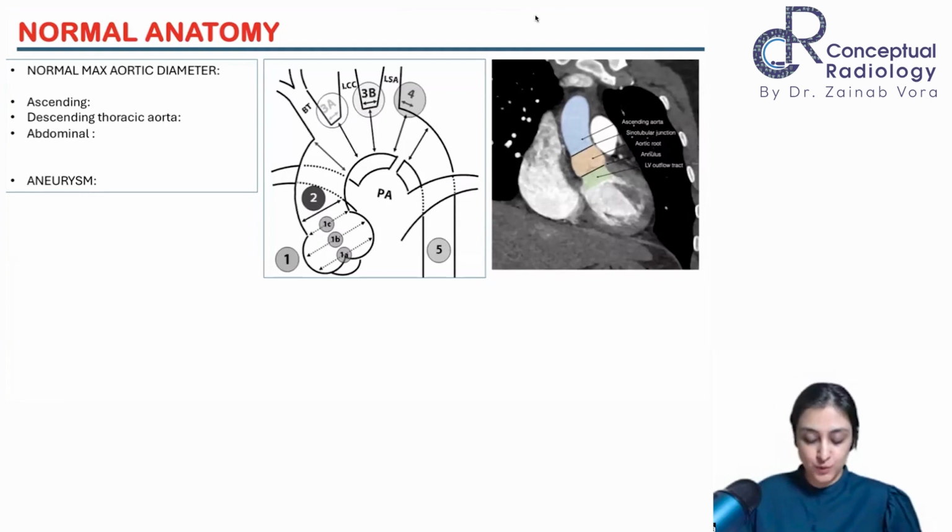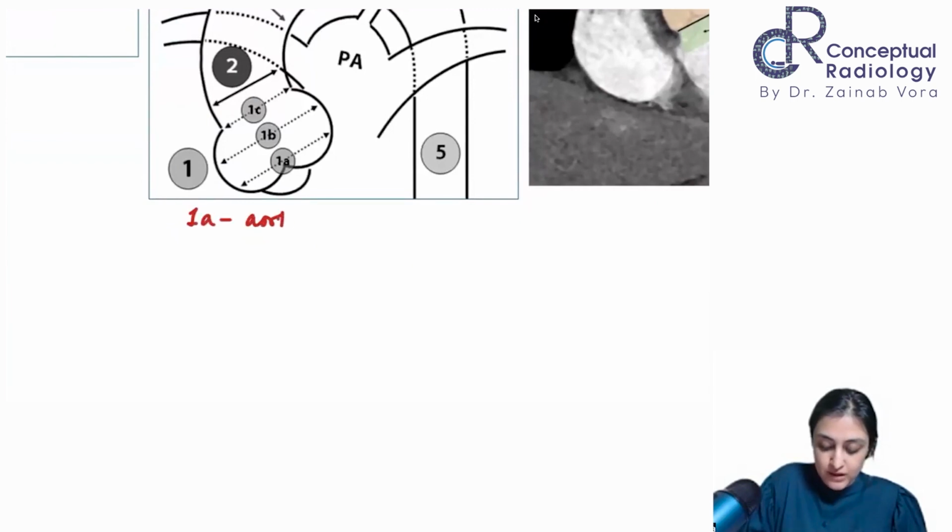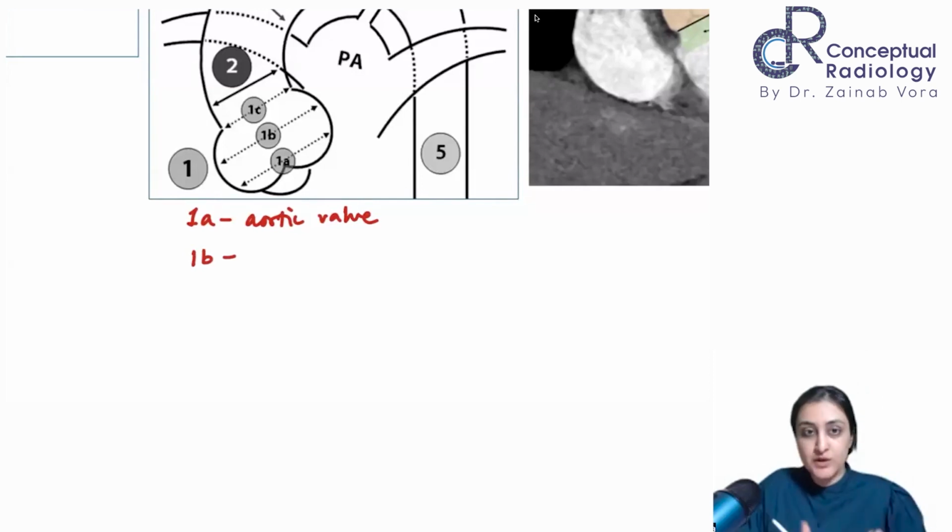All right. Okay. So 1A, 1B, 1C. Let's do the anatomy. So what is 1A? 1A is the level of the aortic valve. All right. So just above the aortic valve, what do we have? What should be 1B then? So that is what you guys were saying, sinus of Valsalva, right? So that is just above the aortic valve. We will have the sinus of Valsalva.